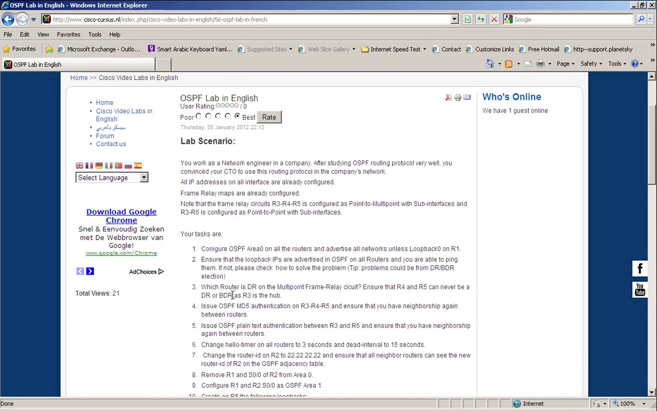Let's read the scenario. You work as a network engineer in a company. After studying the OSPF routing protocol very well, you convince your CTO to use this routing protocol in the company's network. All IP addresses on all interfaces are already configured. Frame relay maps are already configured.